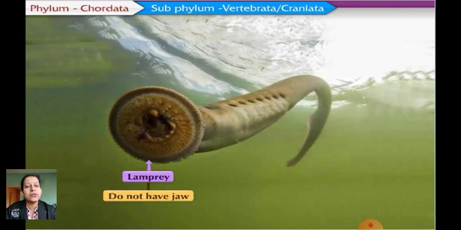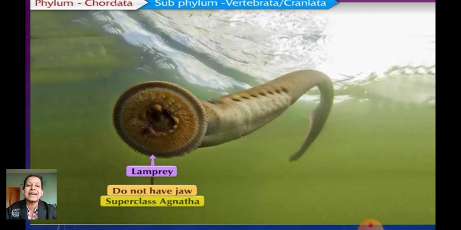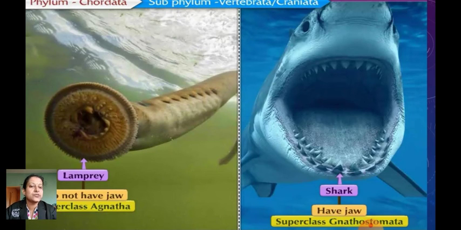Then some of the chordates do not have a jaw. There is no jaw for some of them. Those which do not have a jaw belong to the superclass Echinodermata. One example of this superclass is lamprey. You can see there is no jaw for them. So they belong to a separate superclass. Whereas those who have a jaw belong to Gnathostomata, the superclass Gnathostomata. For example, the shark has a large jaw. You can see how large the jaw is.